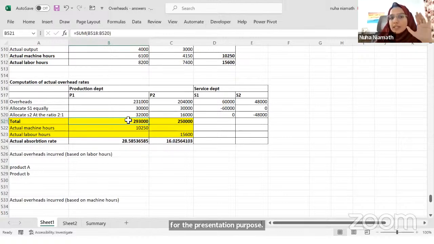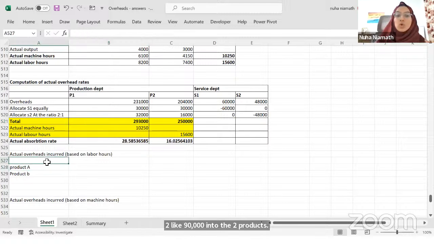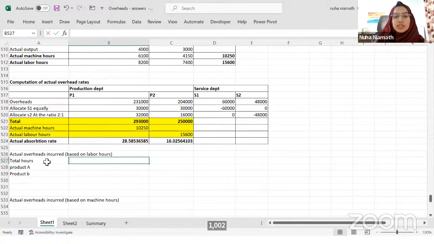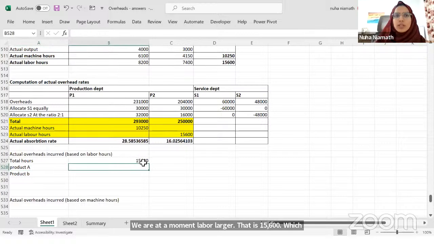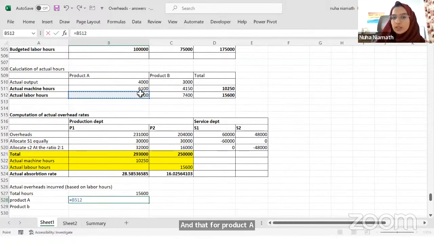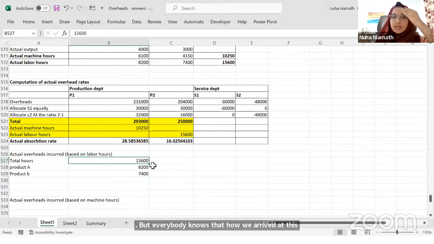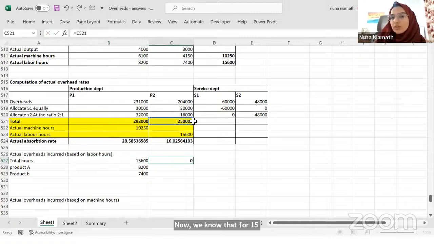Is everybody clear that we are splitting this cost, 2,50,000, into the two products? Let me show you how. So we know the total hours we calculated, sorry, not 10,250, we are talking about labor hours here. That is 15,600, which is what we calculated here. For product A it is 8,200 hours, for product B it is 7,400 hours. Correct? Everybody knows how we arrived at this 15,600. Now we know that for 15,600 hours, the total cost is 2,50,000.